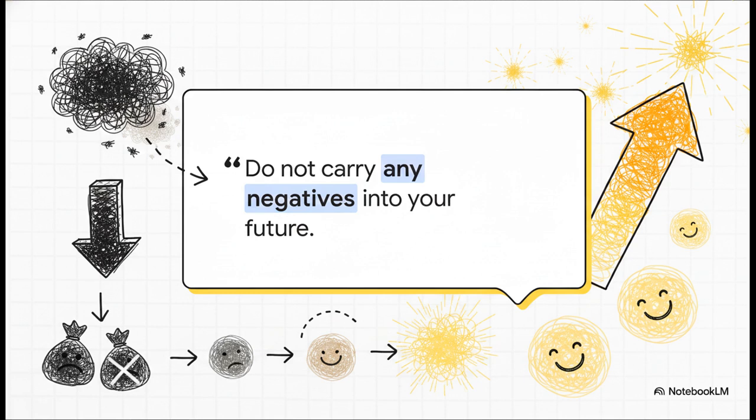Kadane's algorithm is actually built on a philosophy that honestly doubles as surprisingly good life advice. Do not carry any negatives into your future. Think about that for a second. If you're keeping a running sum of a continuous sequence, and that sum drops below 0, it has officially become a liability. A negative sum is literally only going to drag down whatever number comes next. Even if the next number is a massive positive value, adding negative baggage to it is just going to make it smaller. So Kadane simply tells us, drop it.